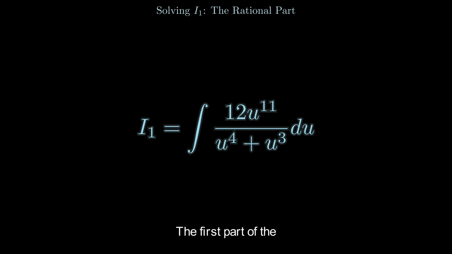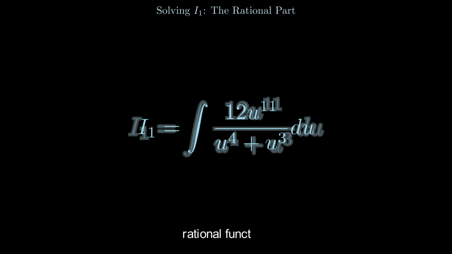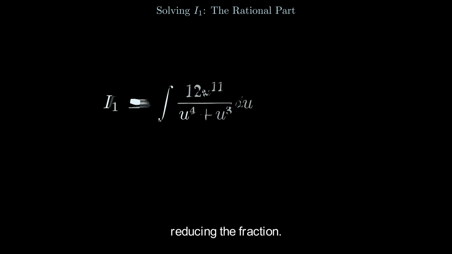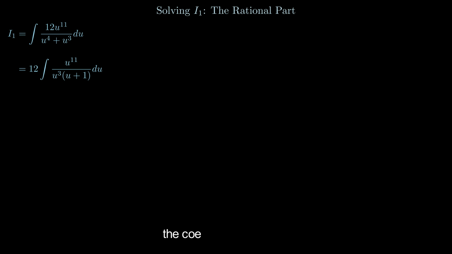The first part of the integral, I1, is a rational function. We can simplify this expression by factoring the denominator and reducing the fraction. First, we factor out the coefficient of 12. Then we factor the denominator to prepare for simplification. Simplify the powers of u.